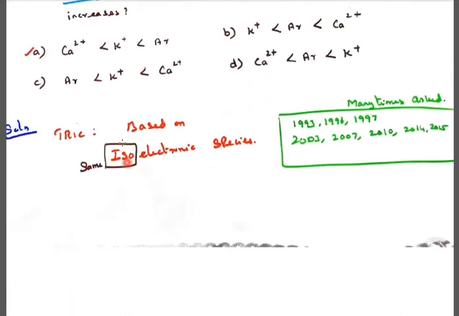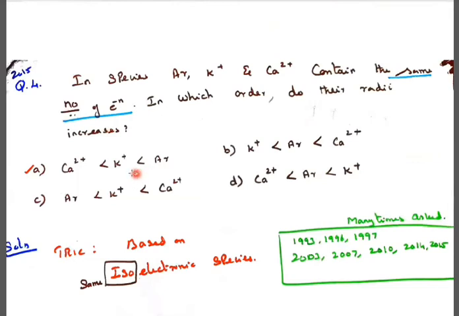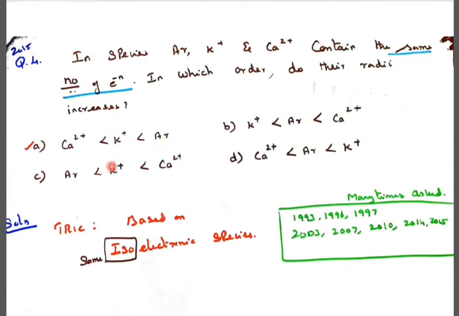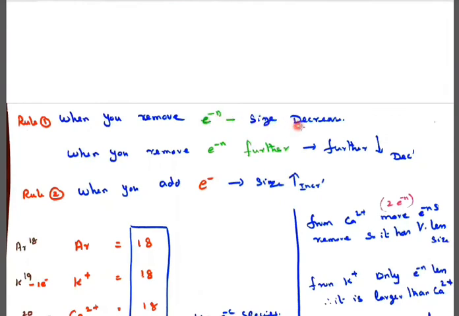Let us see the electronic configuration. Calcium's atomic number is 20, potassium's is 19, and argon's is 18. After losing electrons, they acquire the same electronic configuration. When you remove electrons, the size decreases. When you add electrons, the size increases. The more electrons you remove, further and further, the size decreases.